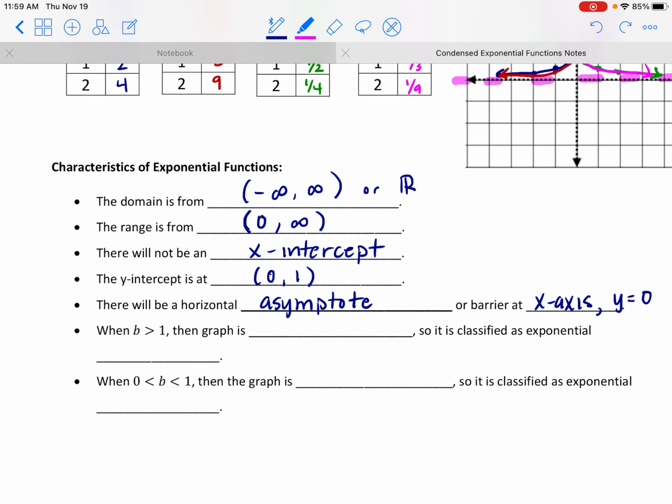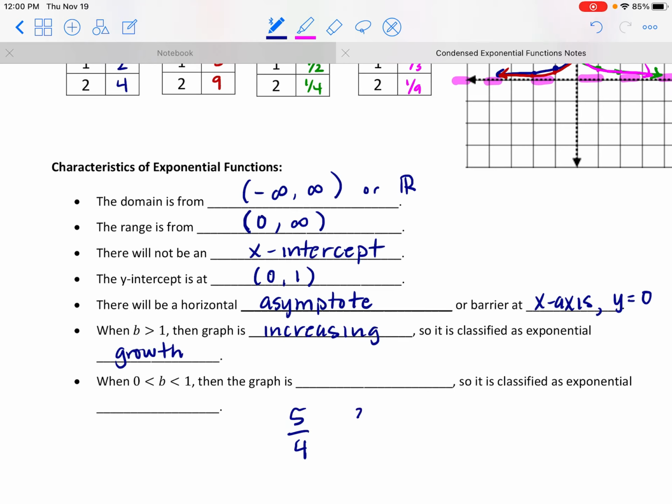All right, so when our base b was bigger than 1, that was like the red and the blue that we had up there, then the graph is increasing. The y values increase, and so we classify those as what we call exponential growth. Okay, and then when our base is some fractional value between 0 and 1, so not any fraction, like 5/4, for instance, that's bigger than 1, that's going to be growth.